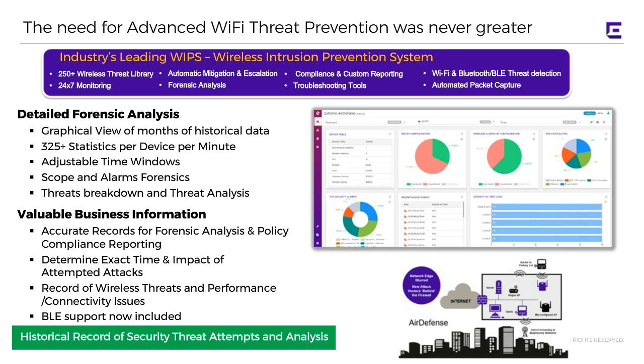We basically have a library of over 250 known threats, which is more than double that of the other solutions on the marketplace today. We have forensic analysis, where we collect over 325 statistics per device per minute. So we pretty much see everything happening on the air and then translate that to what comes onto the wire. We have the ability to include rogue AP and client detection and remediation. This is the fun part, where it can actually terminate those rogue APs and rogue clients.